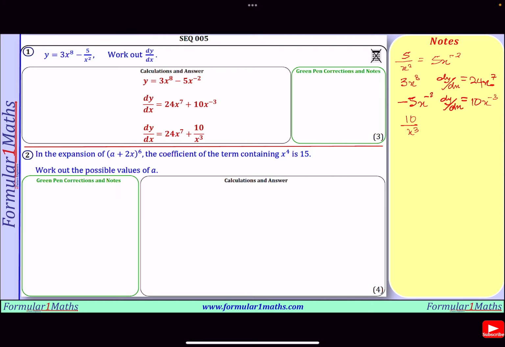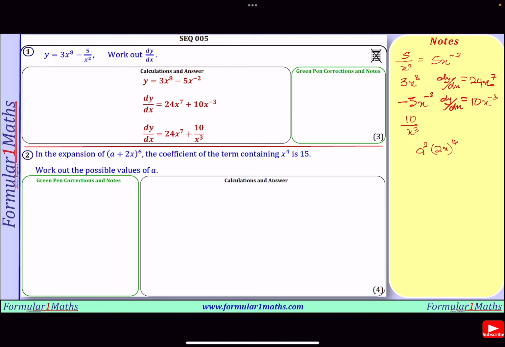Question 2. In the expansion of a plus 2x all raised to the power 6, the coefficient of the term containing x to the power 4 is 15. Work out the possible values of a. So for this one, we need to raise 2x to the power 4. That implies that the a must be raised to the power 2, because 4 plus 2 must give you 6 over here. So now we are left with the binomial coefficient of that term.